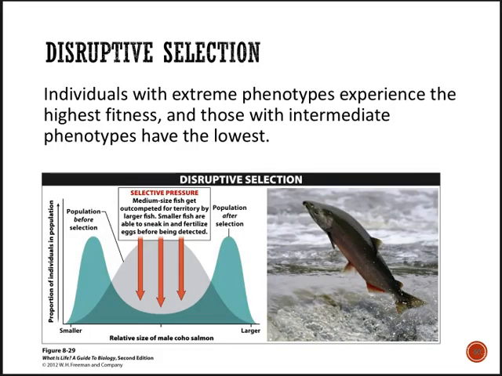The next one is disruptive selection. And disruptive selection is, again, selecting against the average, and we can see a really nice example of this in some fish. Very specifically, we're talking about a species of salmon here.